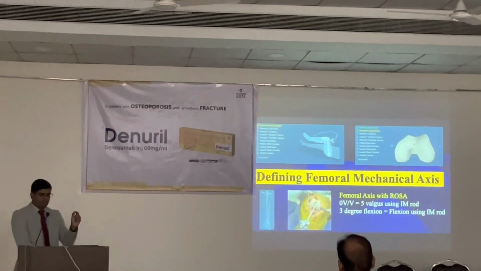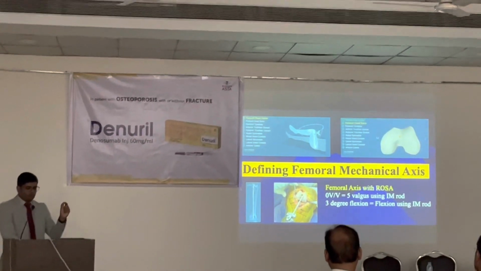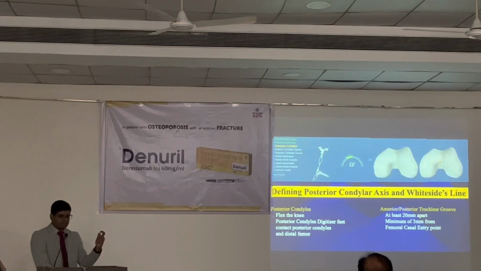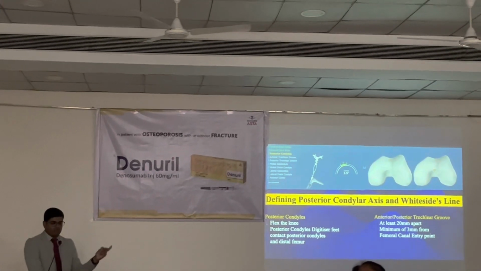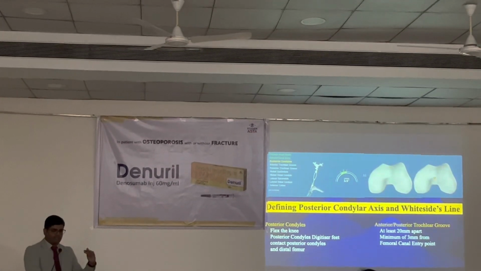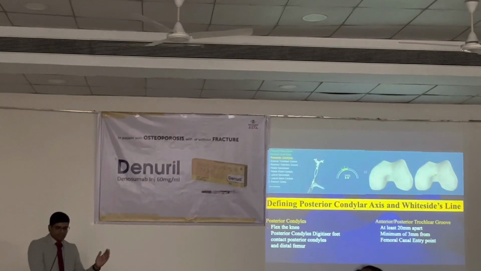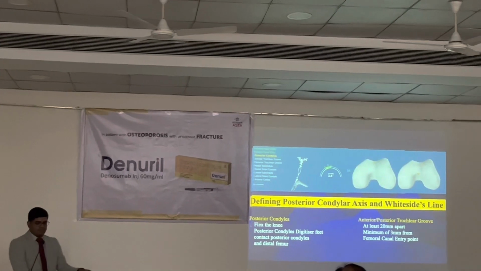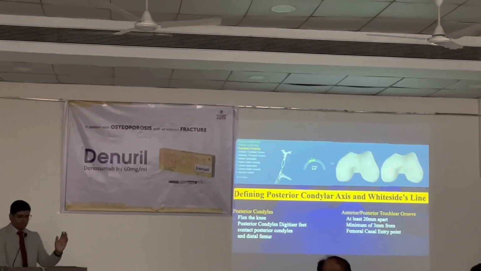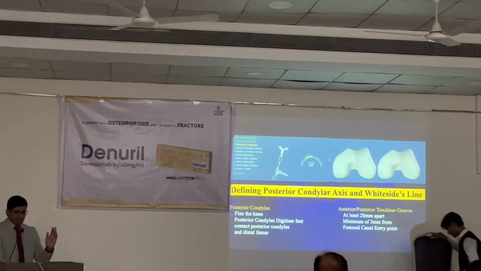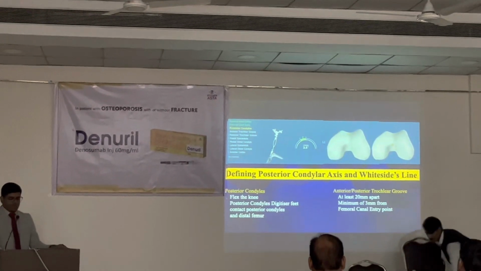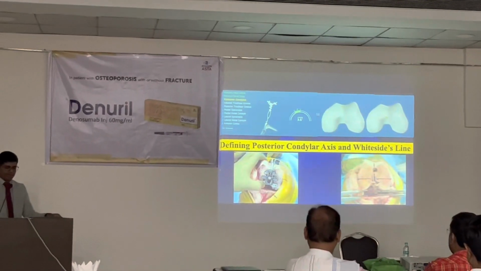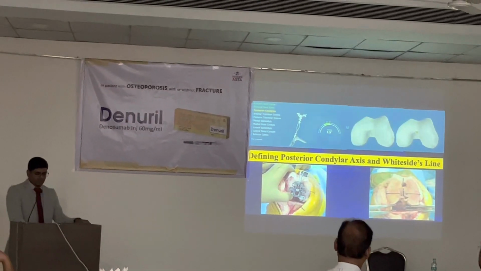We have the Navy tracker. By that you define the femoral axis, the femoral mechanical axis. You have to define the posterior condylar axis, and Whiteside's line by pointing the anterior and posterior trochlear groove, which should be at least 20 mm apart and a minimum of 3 mm from the femoral canal entry. So this is the conventional one.